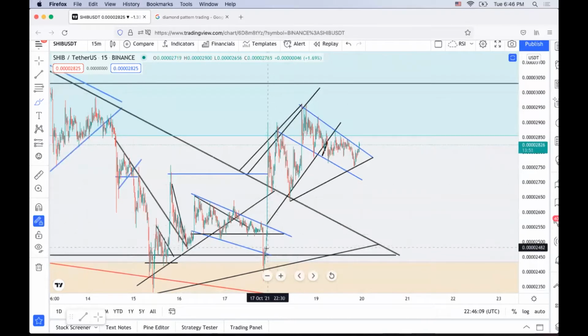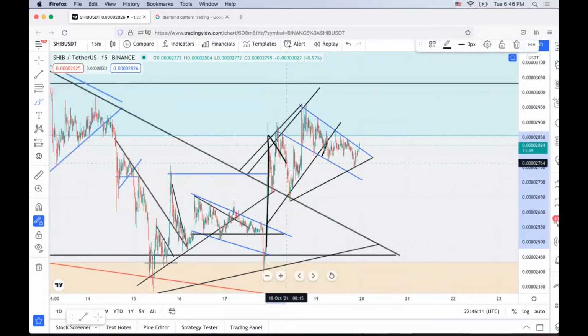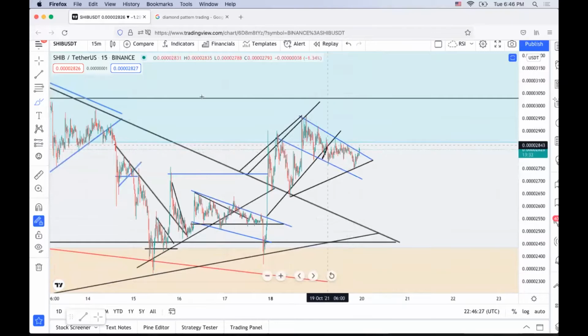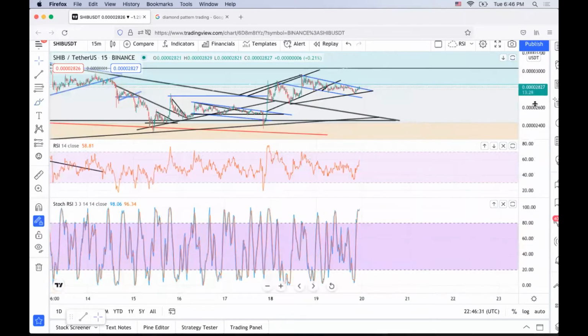All right, so in yesterday's video, we were talking about how we have possibly formed a flag pattern right here. And as you can see, we did break out of that to the downside. Because of that, it looks like we have formed yet another channel, maybe even possibly another flag. But we'll go over that in a second. And I do want to go over here and check out the RSI to see why we did drop. So I'm going to come over here to our RSI.